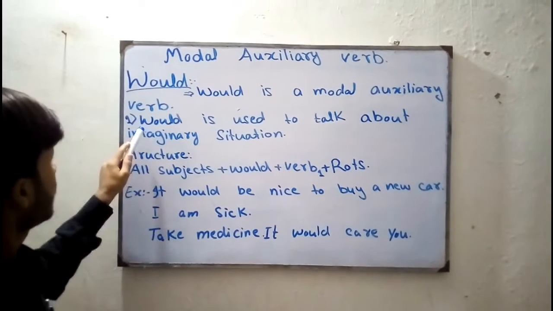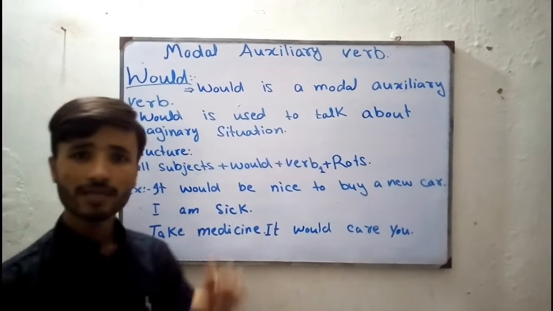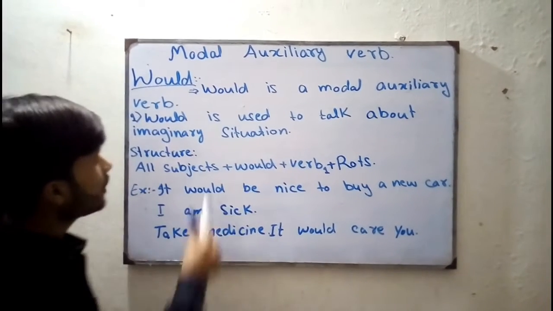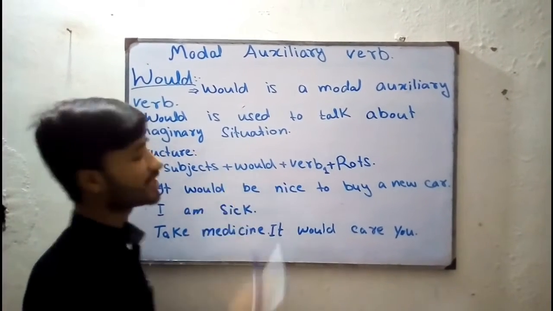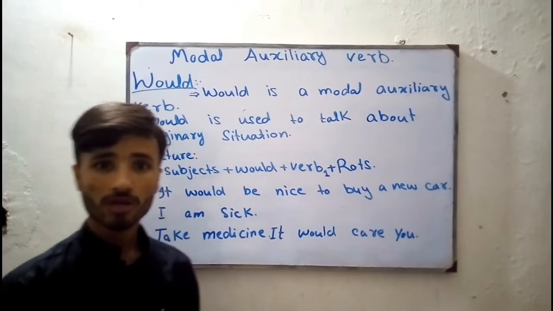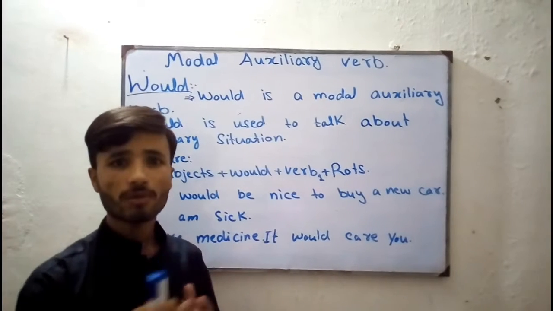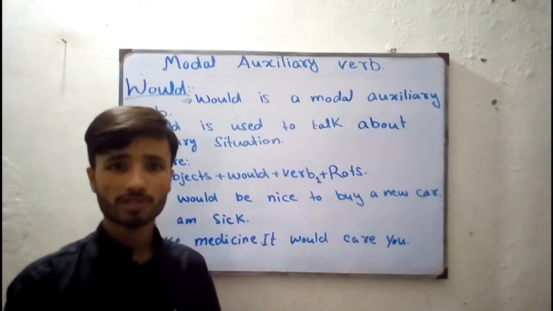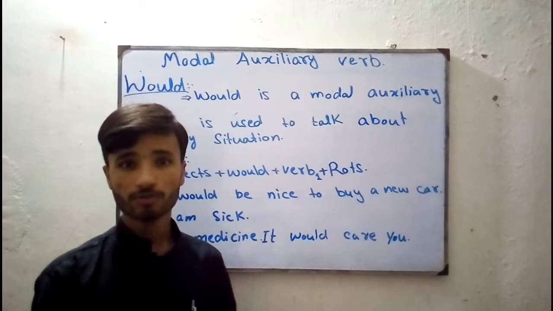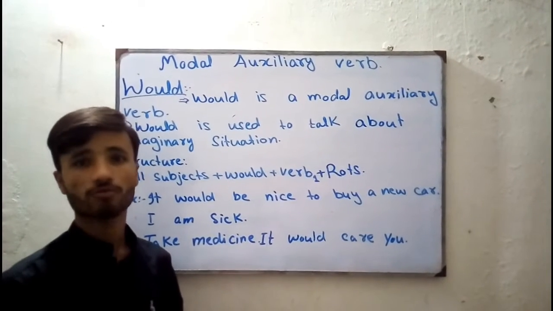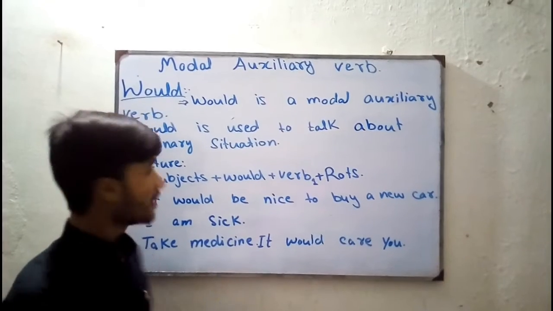So see the first definition. It has been divided into 4 definitions. Would is used to talk about imaginary situations. It means that it is used to talk about those situations which are impossible to be done, or we are just imagining or thinking about those situations.